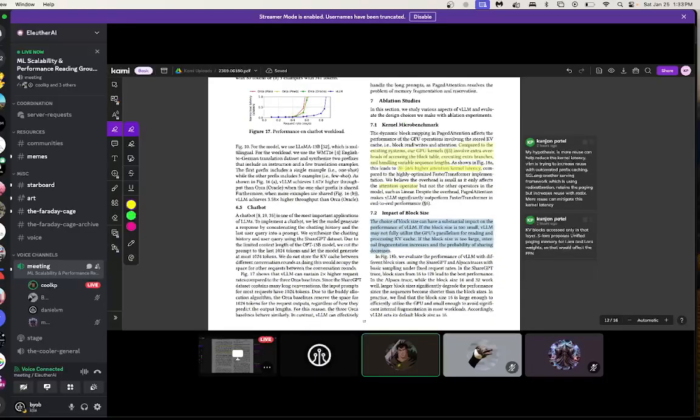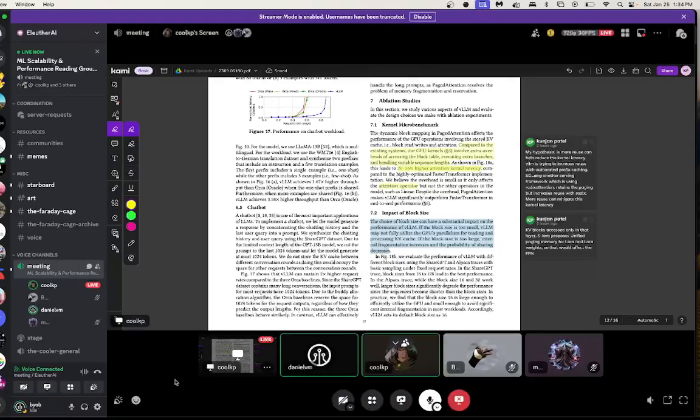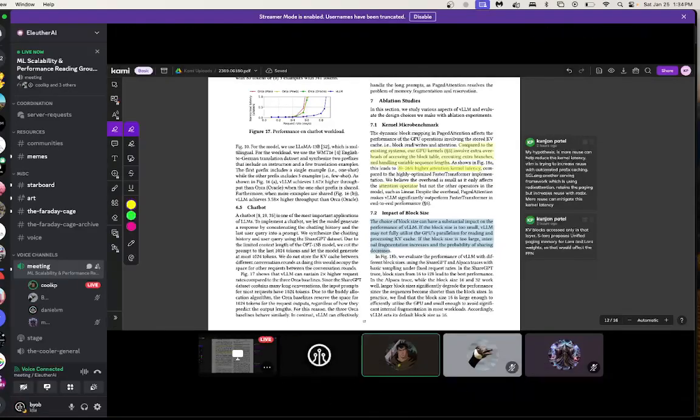They also talk about the choice of a block size because it can lead to internal fragmentation. There is another paper on a giant block size, because with a giant block size you are reserving more memory for the request in advance. So, internal fragmentation.